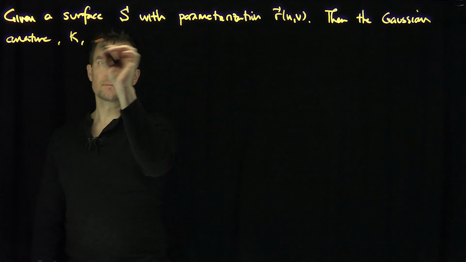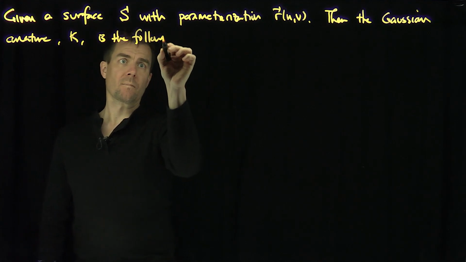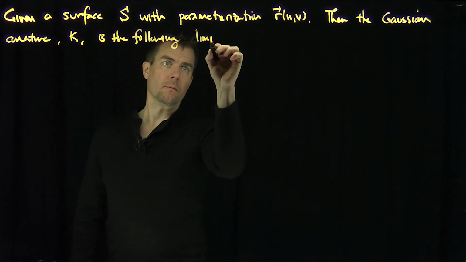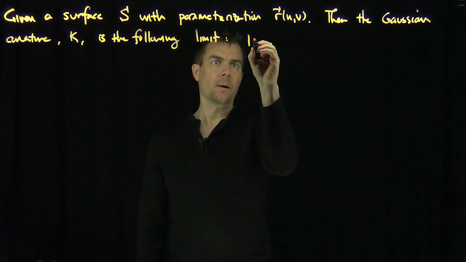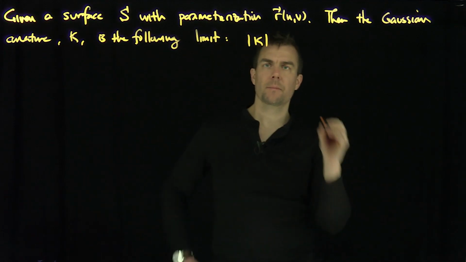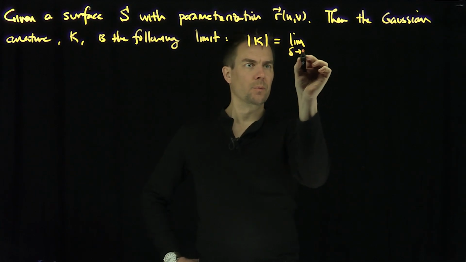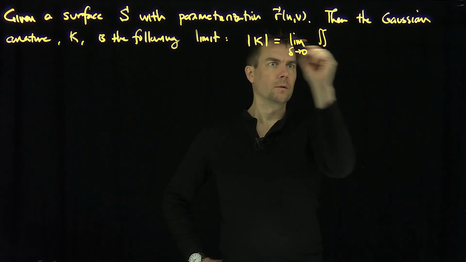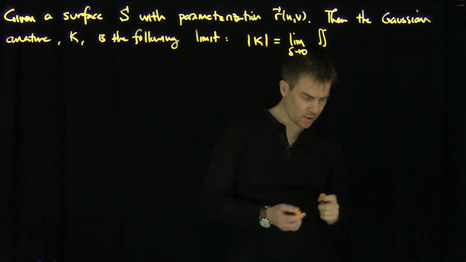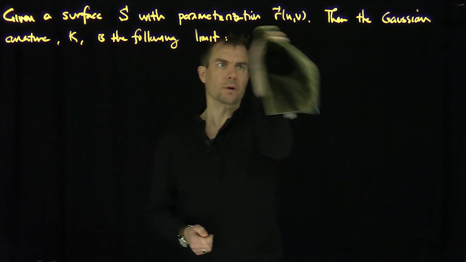has the form, is the limit. I had to put absolute value here because the sign gets messed up. It's the limit as delta approaches 0 of the double integral. And this, of course, is the Gaussian curvature at a particular point. So let's be a little bit more careful about this. I really want to say the Gaussian curvature at a point, right?